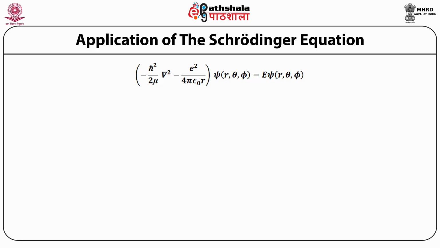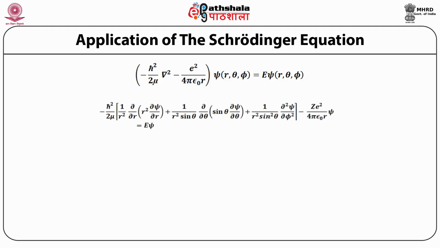So we can expand this equation in the spherical coordinate system, and it is given by minus ħ² by 2μ, square bracket, 1 by r² ∂/∂r of r² ∂ψ/∂r plus 1 by r² sinθ ∂/∂θ of sinθ ∂ψ/∂θ plus 1 by r² sin²θ ∂²ψ/∂φ², square bracket close, minus Ze² by 4πε₀r ψ is equal to Eψ.